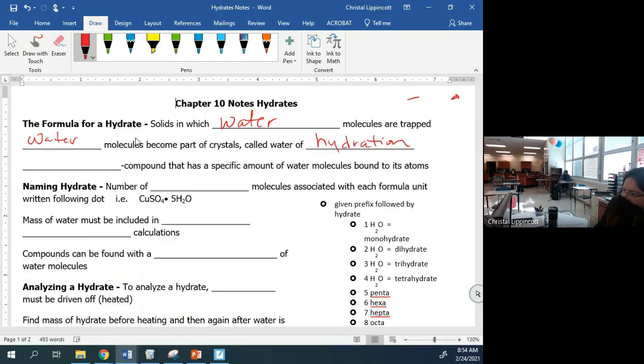These water molecules then become part of the crystal, and it's called water of hydration. Okay, the hydrate then is the compound that has that specific number of water molecules around it. If the molecule has the water driven off, so we heat the thing and the water comes off of it, then that's called an anhydrate. So anhydrate form would be without water. So we can heat this hydrate, the water comes off of it, and then you're left with the anhydrate behind. Okay?